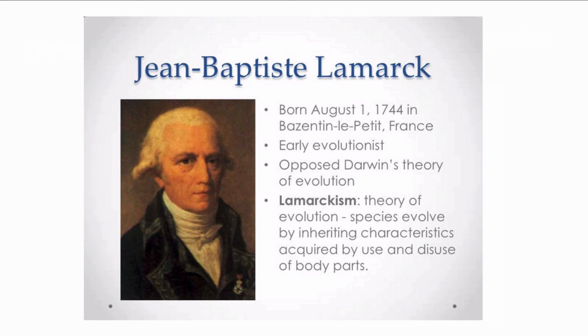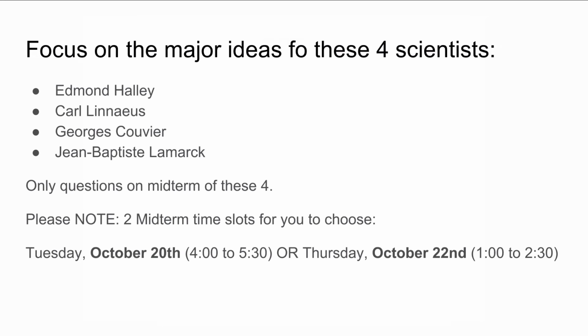The last scientist that I'd like you to focus on in this chapter is Jean-Baptiste Lamarck. Lamarck was, as this says, an early evolutionist. At first, he was opposed to Darwin's theory of evolution, and we'll talk about that a little bit later. Lamarckism, his theory of evolution, said that, for example, let's say you have two parents that are bodybuilders and they strengthen their bodies really, really well. Then they decide to have a child. That child is just going to come out with muscles all over. Really, it's inheriting characteristics that were acquired by use and disuse in the previous generation.